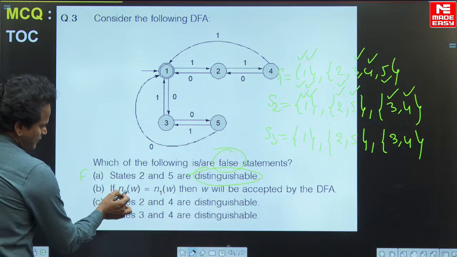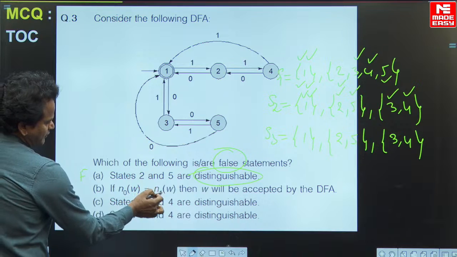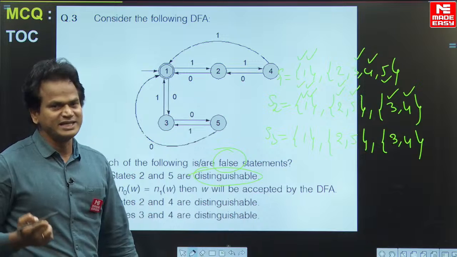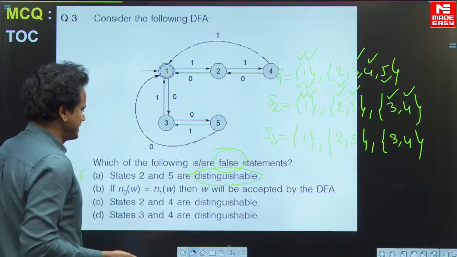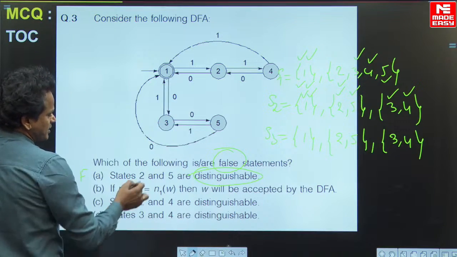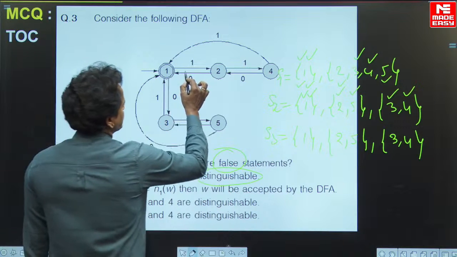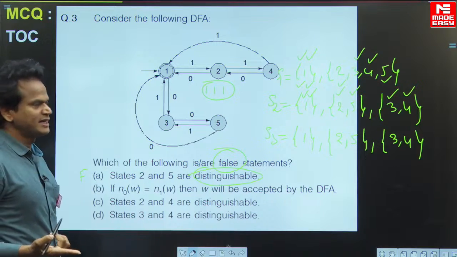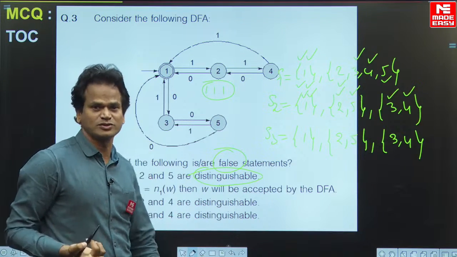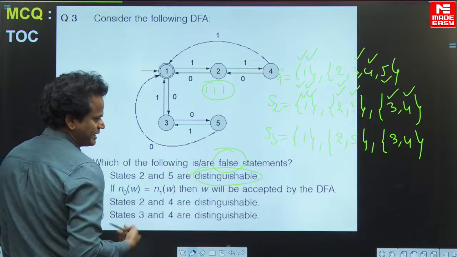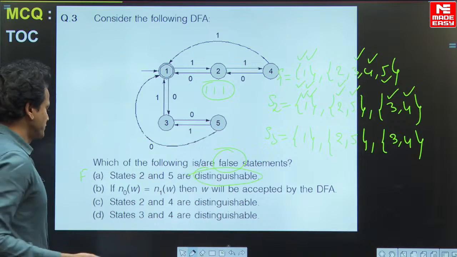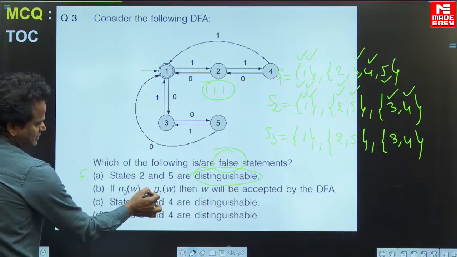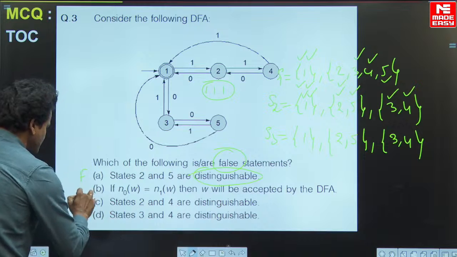Next, if the number of zeros in the string is equal to the number of ones in the string, then W will be accepted by DFA. Actually, number of zeros and number of ones equal, we cannot construct a DFA, right? It is a PDA. So how can a finite automaton accept number of zeros and number of ones equal? If you want, check it with the string triple one, 1 1 1. In triple one, the number of ones is 3 and the number of zeros is 0, not equal. You can check like this also. But we cannot consider a DFA or finite automata to accept number of zeros and number of ones equal. So this statement, that W will be accepted by DFA, is a false statement.